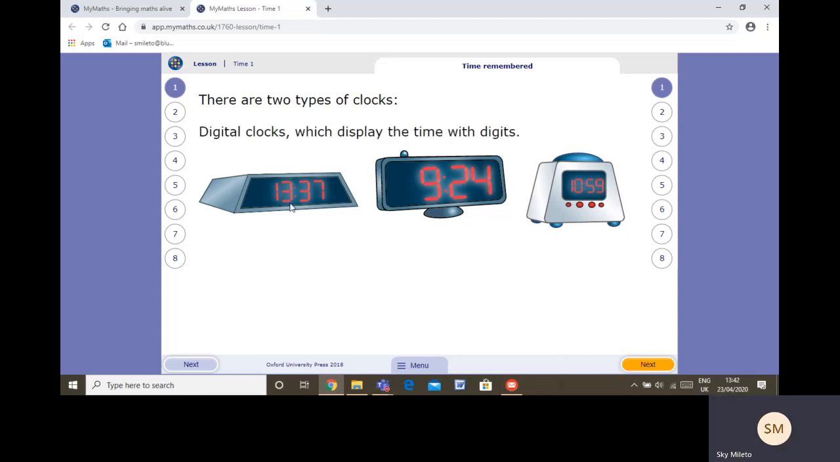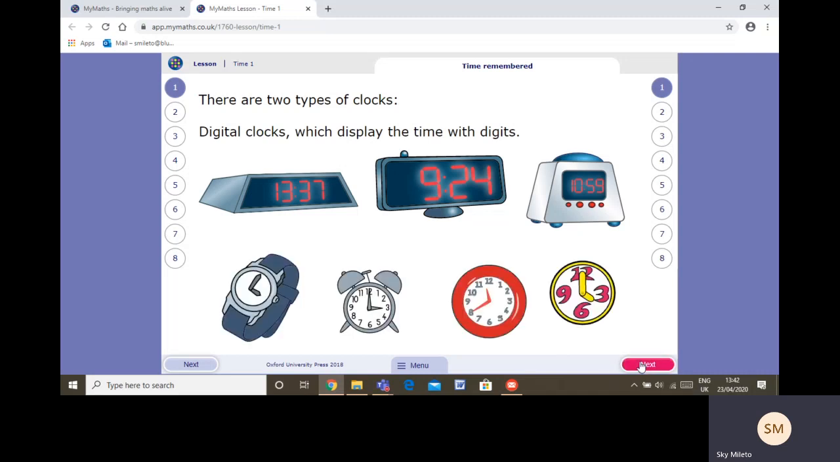Okay, so this displays the time digitally, and there is an analog clock, which you would get on an alarm clock, the wall, like in the classroom or in the hall, and on a watch. You can get digital clocks on watches, and in sports halls sometimes you get a digital clock on the wall. More and more now we're using digital time, but it's still important for you to learn the analog time as well.